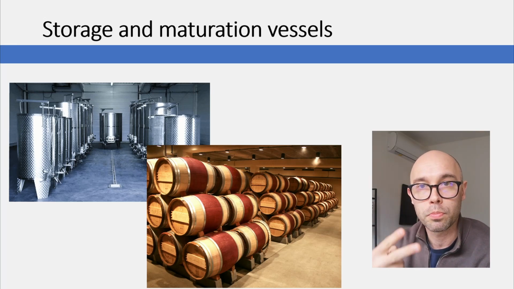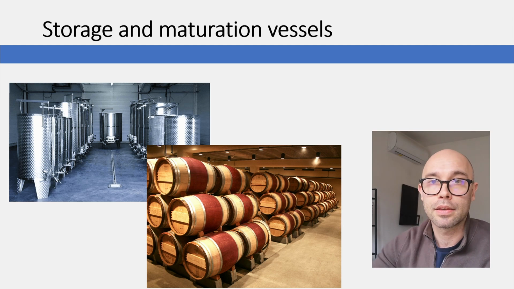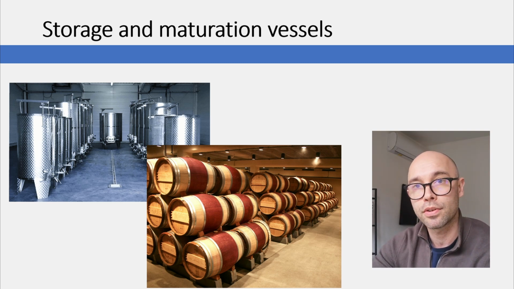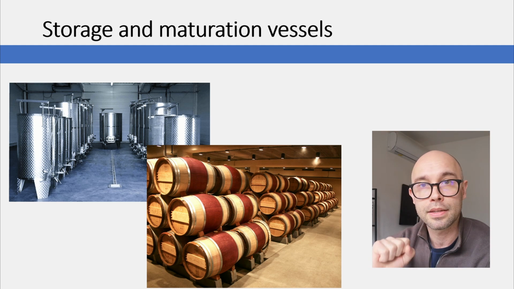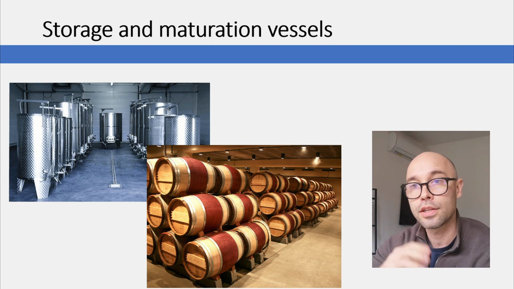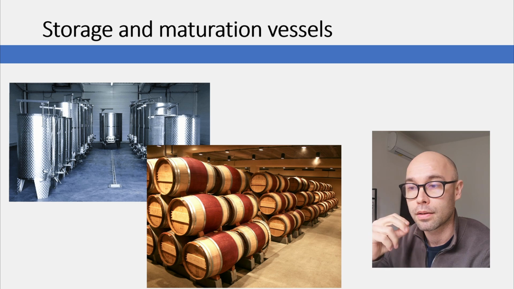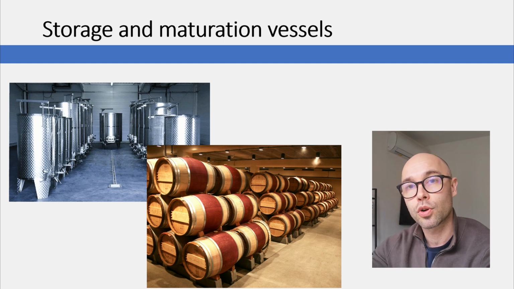Storage and maturation vessels. There's two main type of vessels for storage and maturation. There's others as well, but two main ones is stainless steel and oak vessels. Stainless steel is inert type of vessel. Inert means that it doesn't add any additional flavor to the wine. It is airtight and it's usually used for storage before wine is bottled. The process of maturation is more connected to aging wine for a longer period of time in oak barrels.